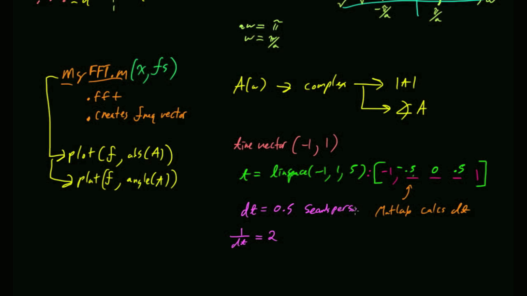Each sample is worth half a second. If you take the reciprocal of that, you get 2 samples per second, and that's your sampling frequency. So for every second's worth of time, you've got 2 samples. You start at 0, and if you wait 2 samples, you get to 1. So that's 2 samples per second.